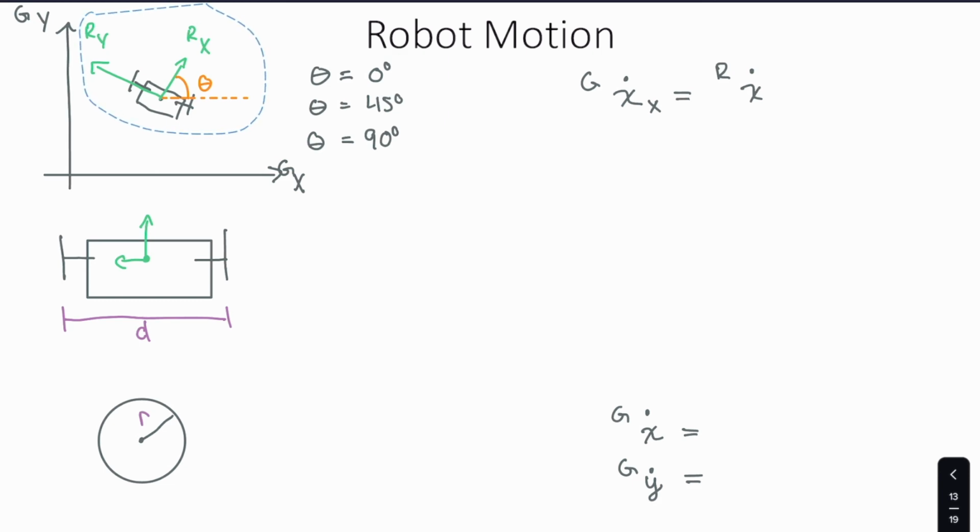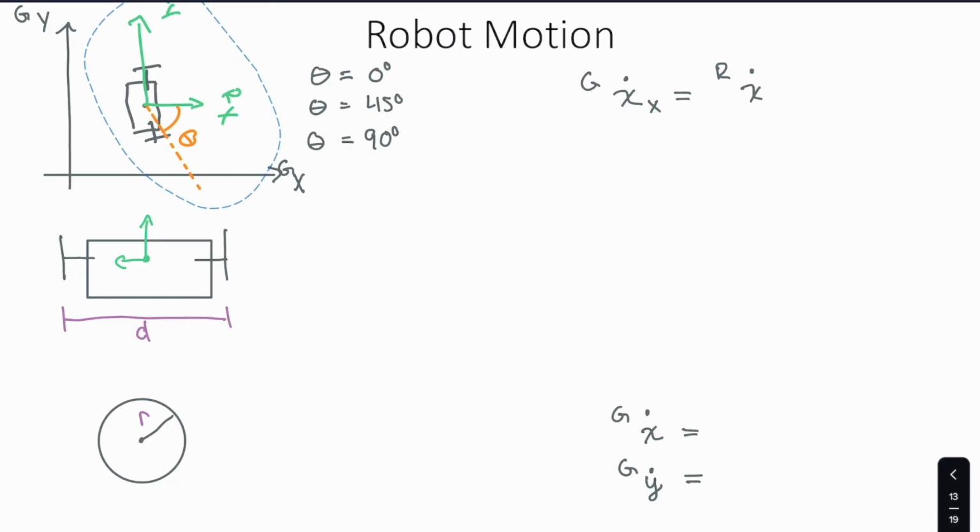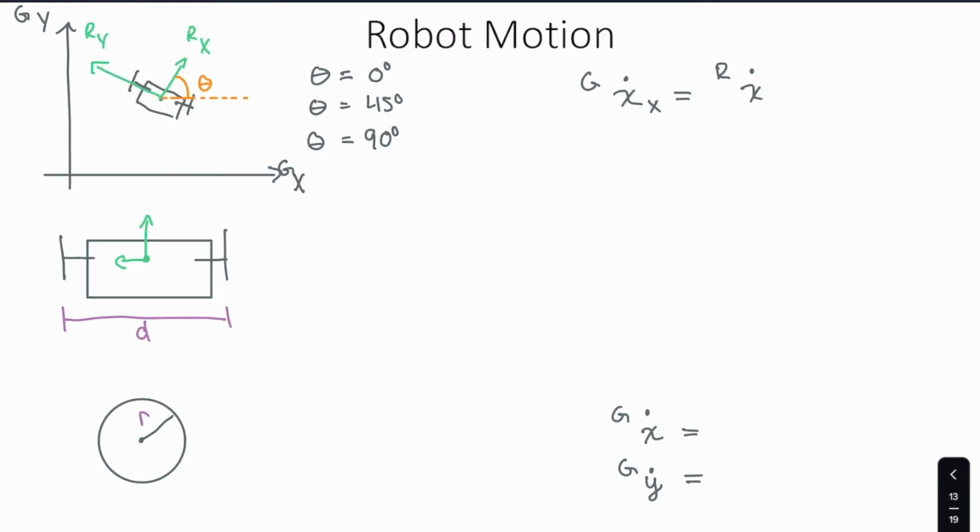So if I take this and rotate it so that the xr and xg line up, then these two quantities actually are equal. But for the more general case, we want to figure out what happens when we translate in the xr. How does that impact x dot in the global coordinate frame?